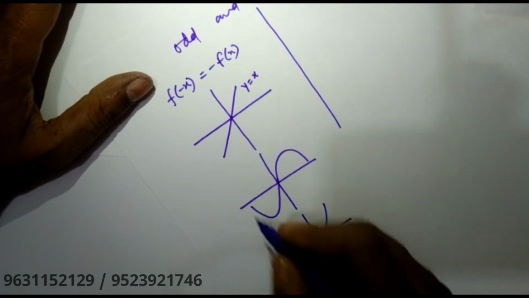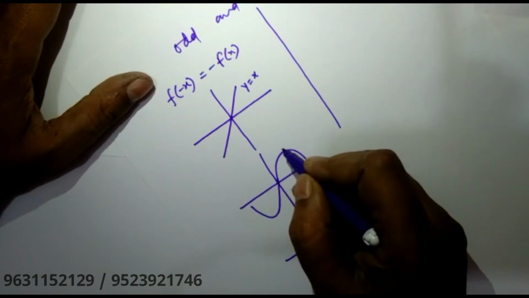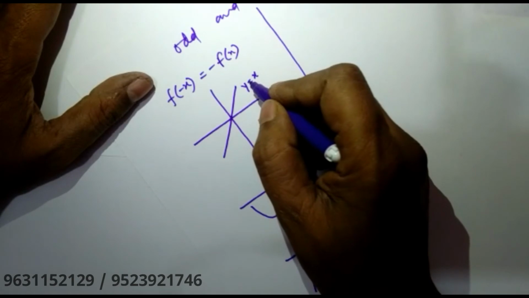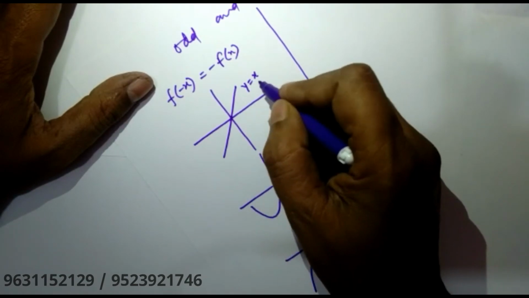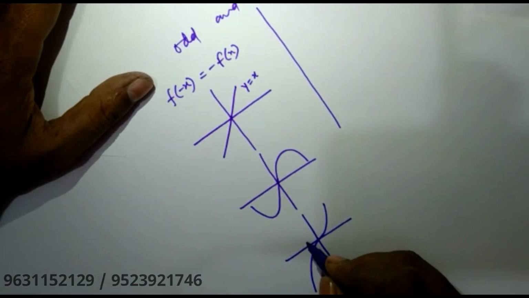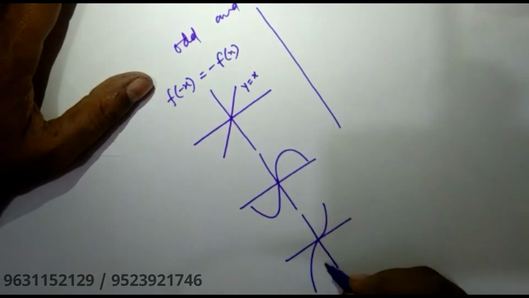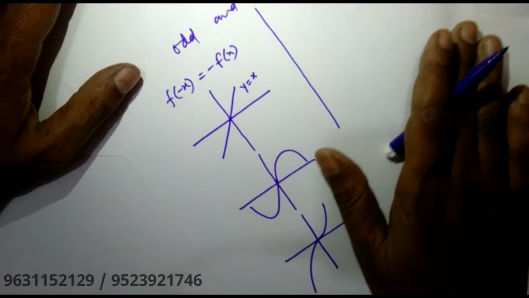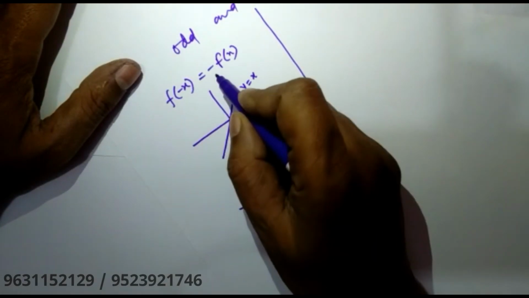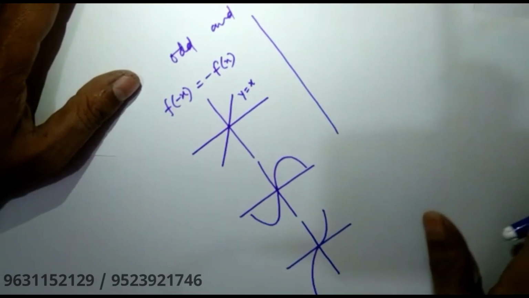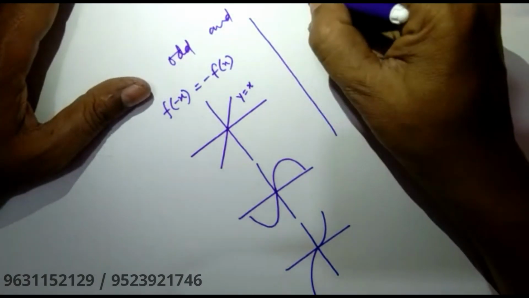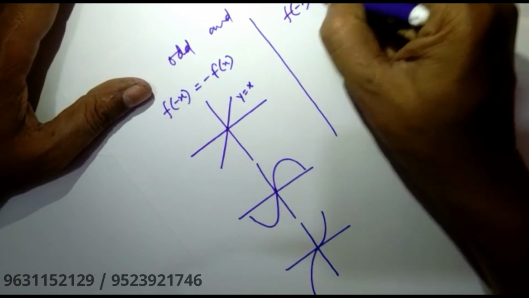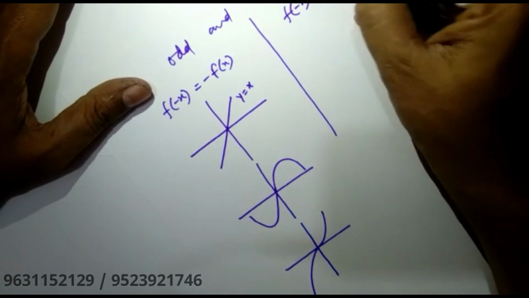And here sin(-x) equals minus sin x, minus x equals minus of x, and minus x cube equals minus of x cube. So this is the odd function. Analytically, you can say f(-x) equals minus f(x). But in even function, f(-x) equals f(x).